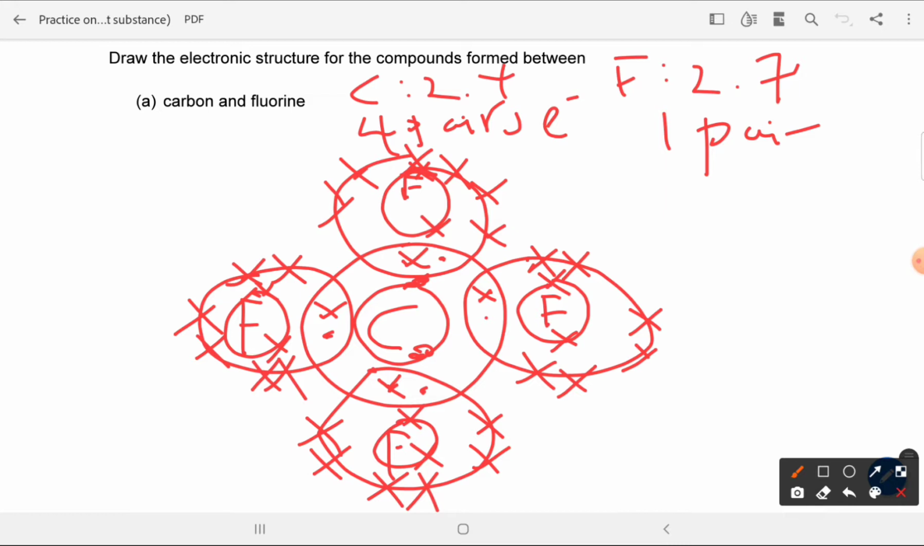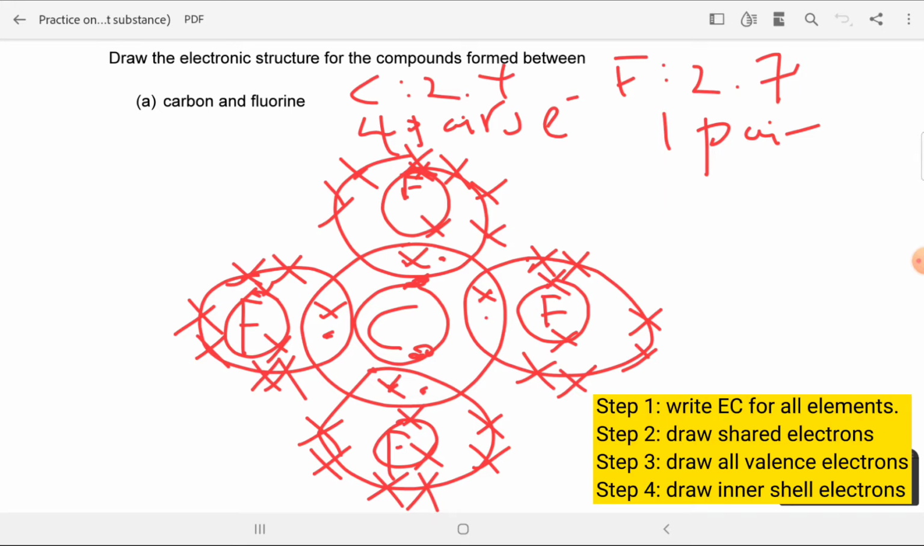So again, the first step, write down the electronic configuration. Second step, draw the shared electrons. Third step, check the valence shell. Fourth step, the inner shell.